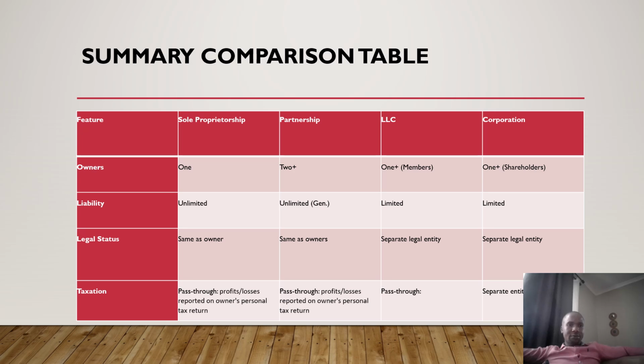In terms of liability, the sole proprietorship, we said, has unlimited liability in that the legal owner cannot be shielded from the debts of the business and can be sued on behalf of the business. And partnership, we have also unlimited generally. So sole proprietorship and partnership have unlimited liability, where the owners are also personally liable for the debts of their business.